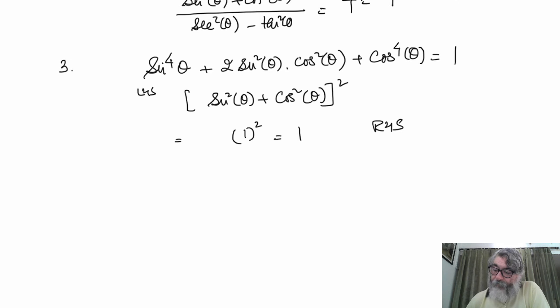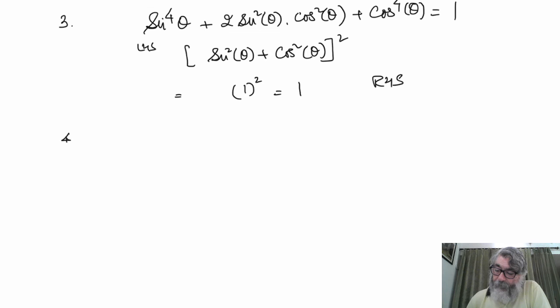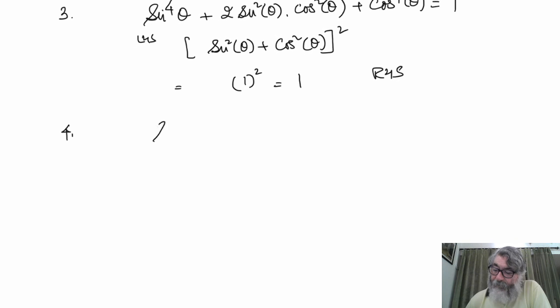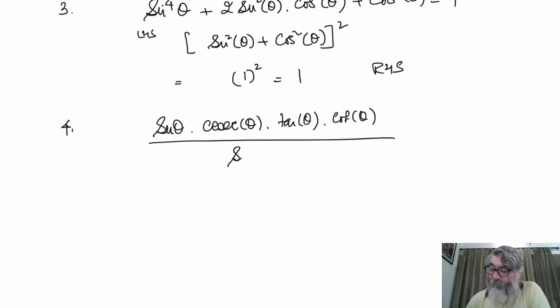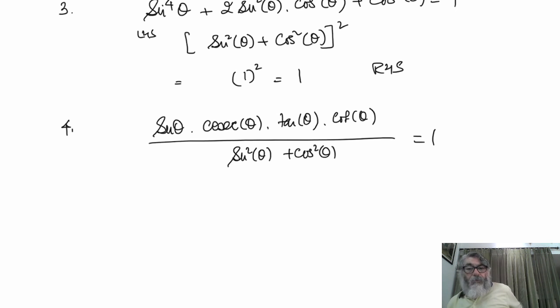Now let us see the fourth question. It says sin theta, cosec theta, tan theta, cot theta upon sin square theta plus cos square theta is equal to 1.